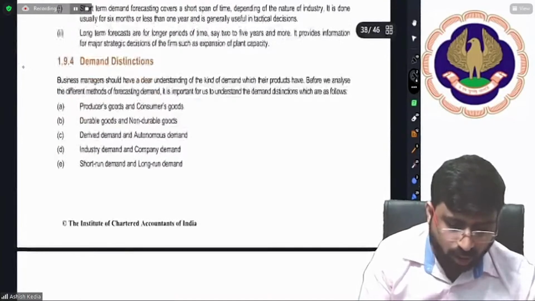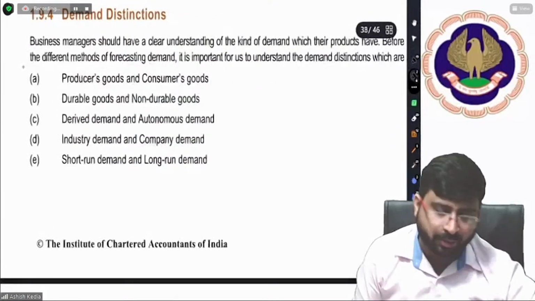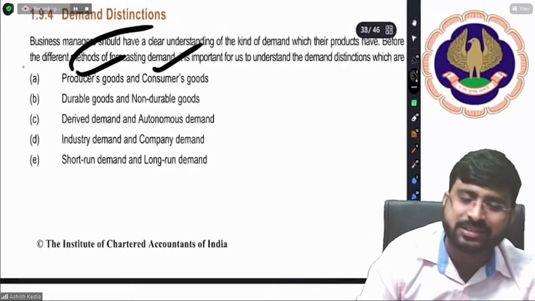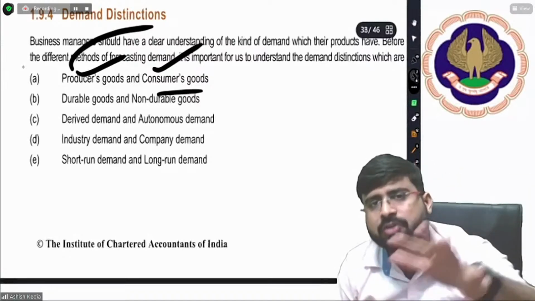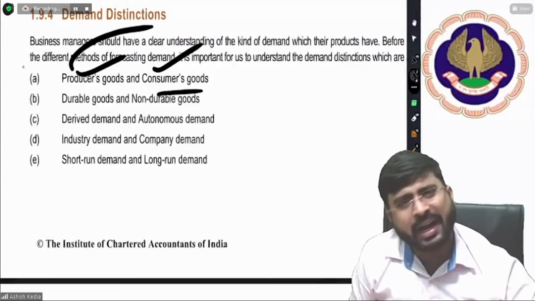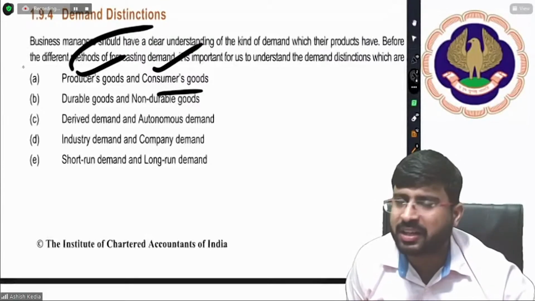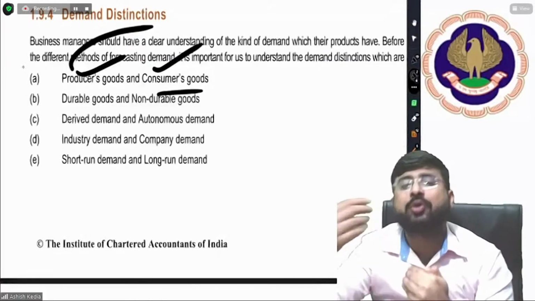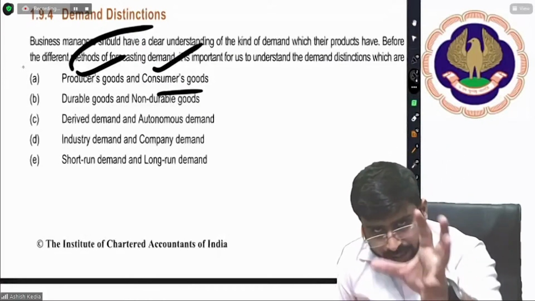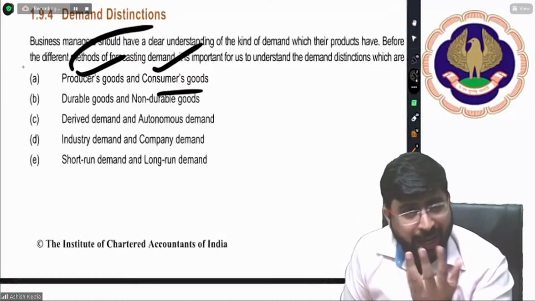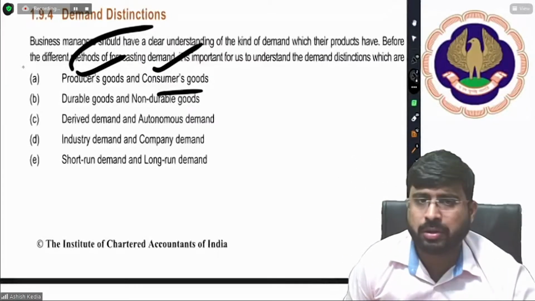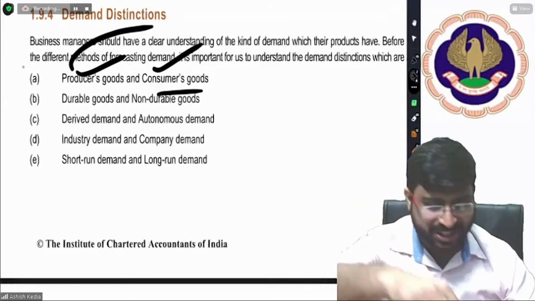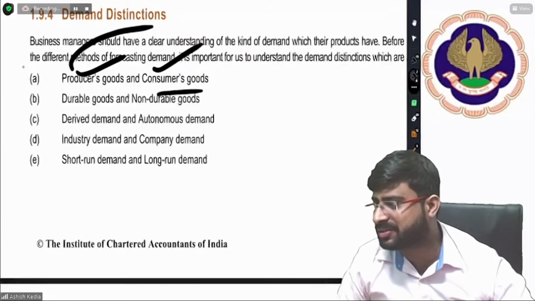So now, my dear friends, let's learn about different types of goods. One is producer goods, one is consumer goods. What are producer goods? Machines. Consumer goods are those goods which the ultimate consumer consumes. Producer goods are goods like machines which are used in producing consumer goods. So suppose I am buying a chips packet. I will consume it directly. That is a consumer good. But pay attention. If I buy a machine that manufactures chips, that machine is a producer good.